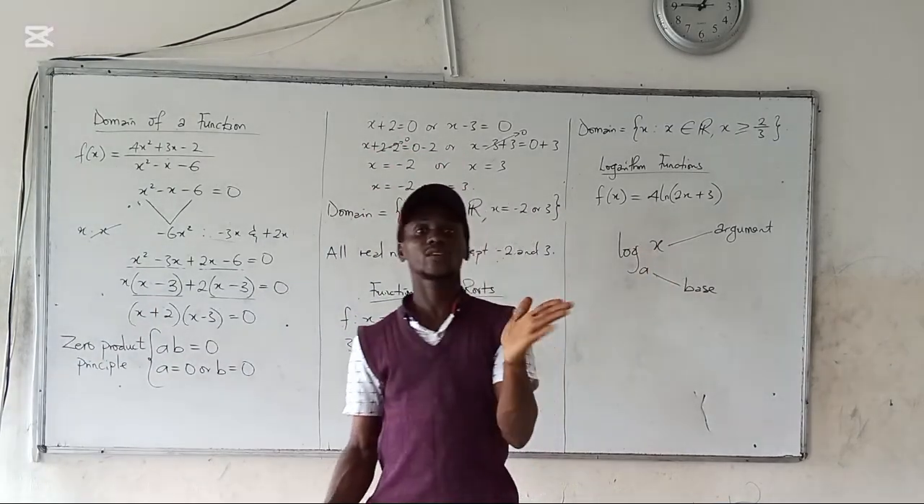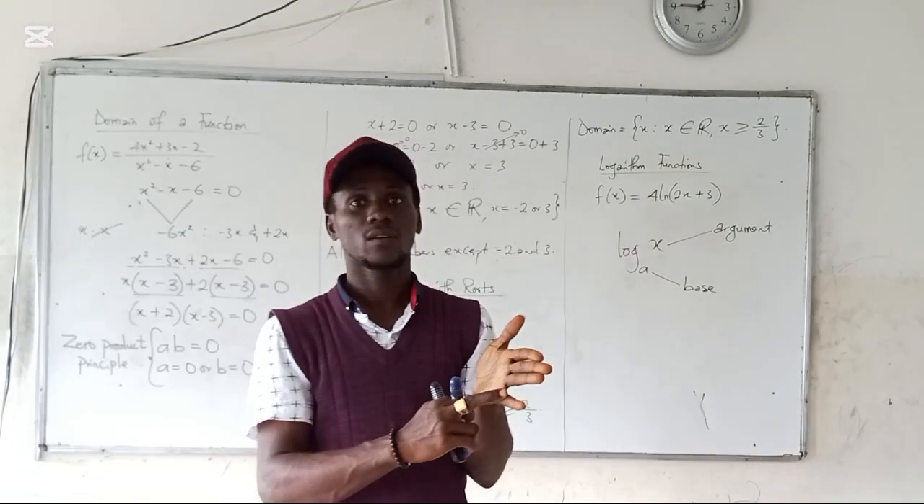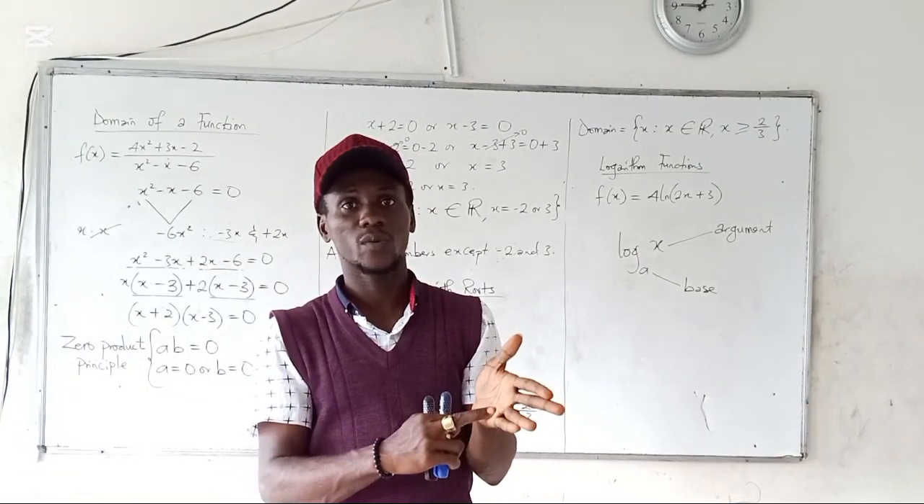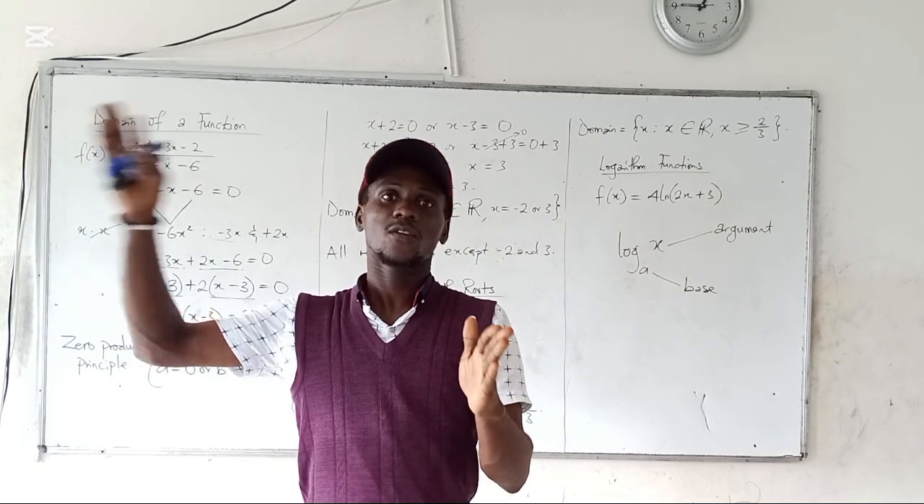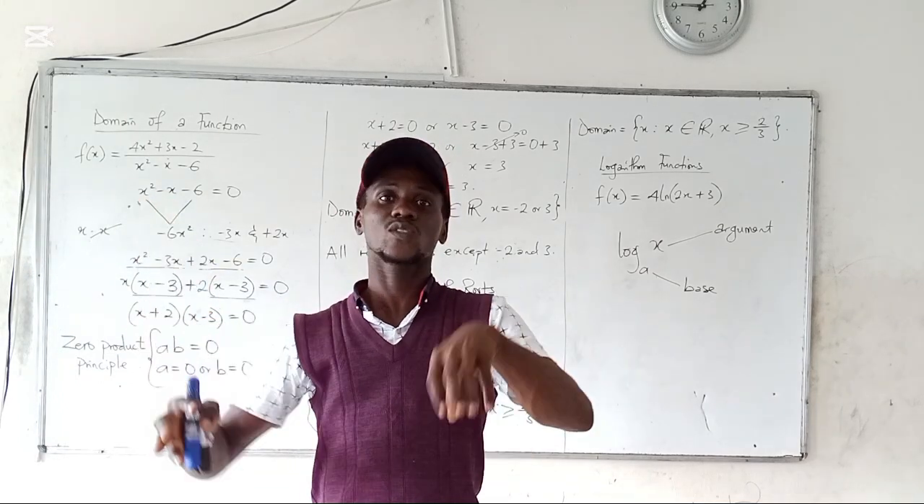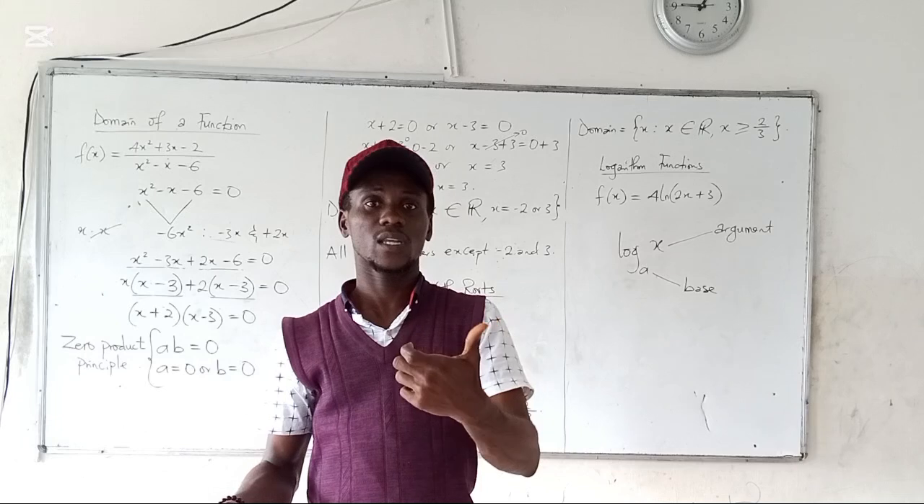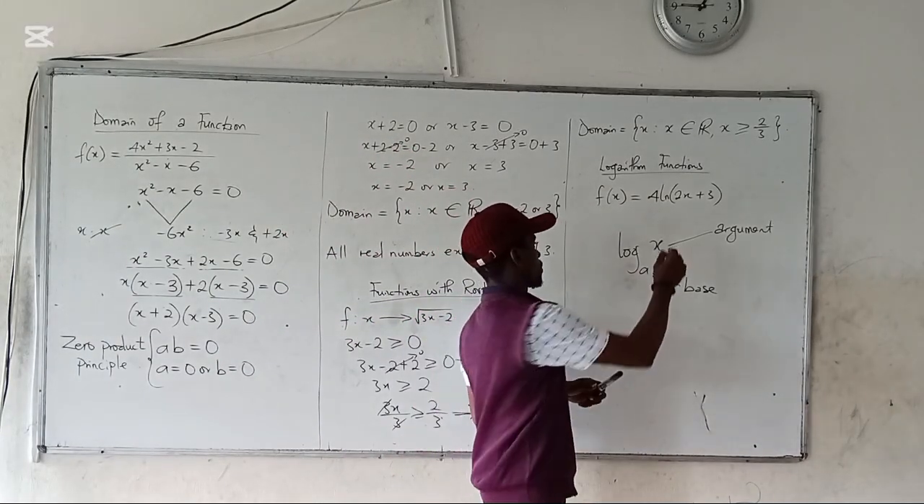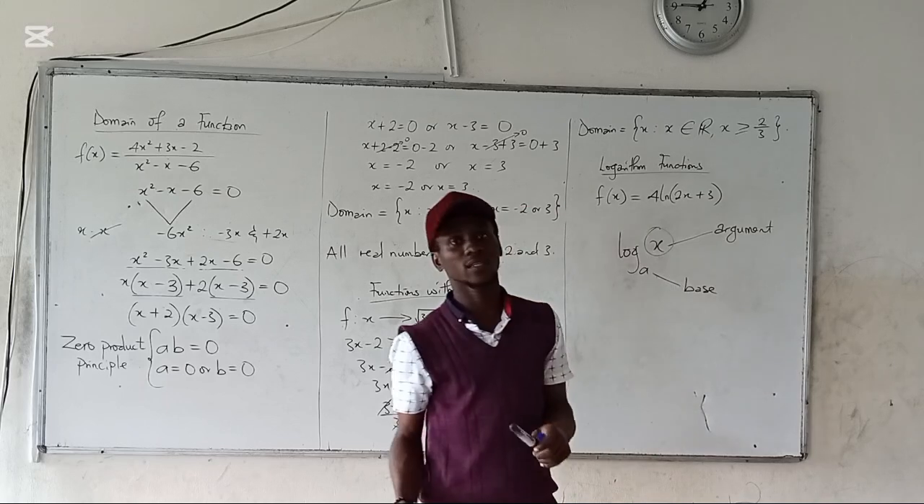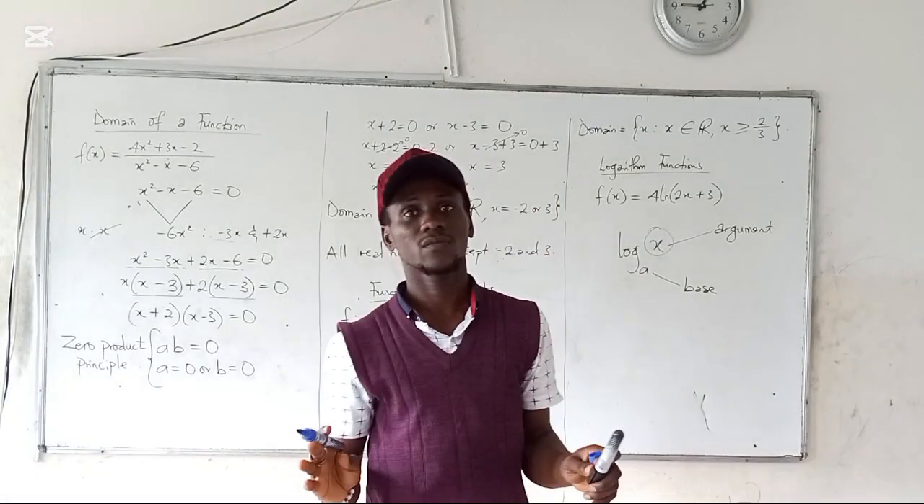So you cannot find the logarithm of a negative number. You cannot also find the logarithm of zero. You can only find the logarithm of positive numbers from 0 and above, but 0 is not included. Are we together? So take note, 0 is not included, meaning that your argument here can only be positive.